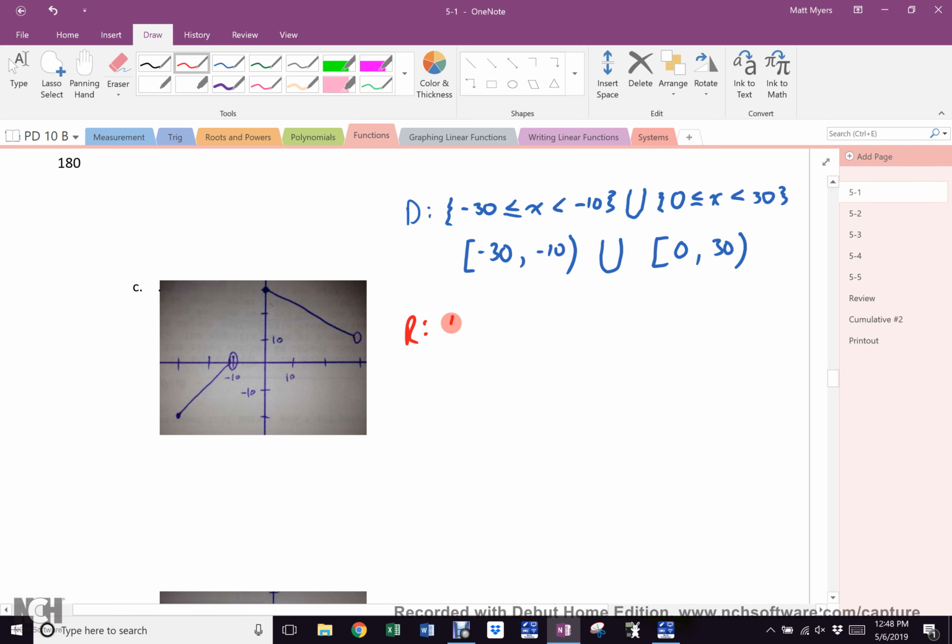Okay. What's the range now? You should all be able to do the range by yourself now. What's my lowest range? Negative 20. Is it included, Ken? Yep. Up to what? Zero. And zero is not included. That's this part. What happens right here? Starts again, so I need a U. What's my lowest value there? 10. Is 10 included? No. So it's a regular arrow. Up to what? Is 30 included? Yes.